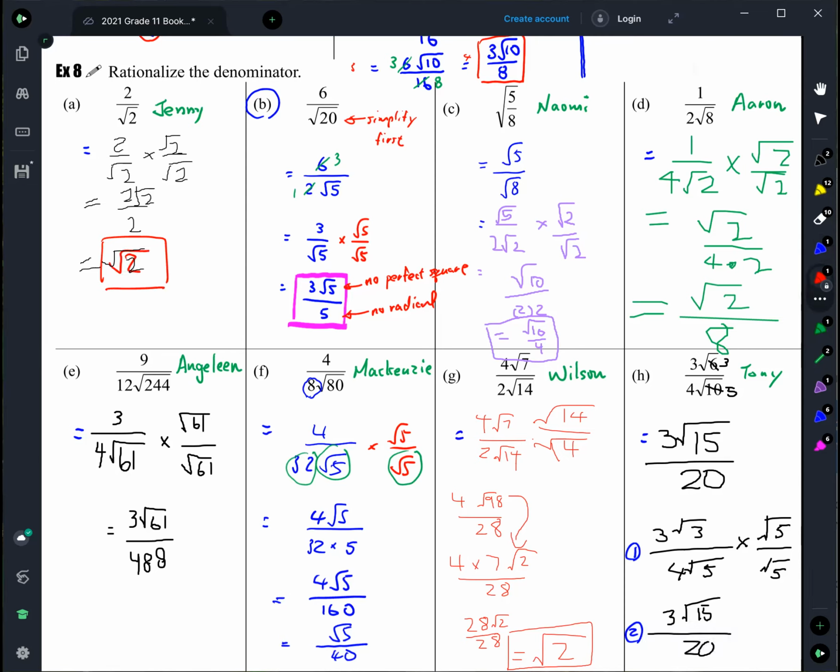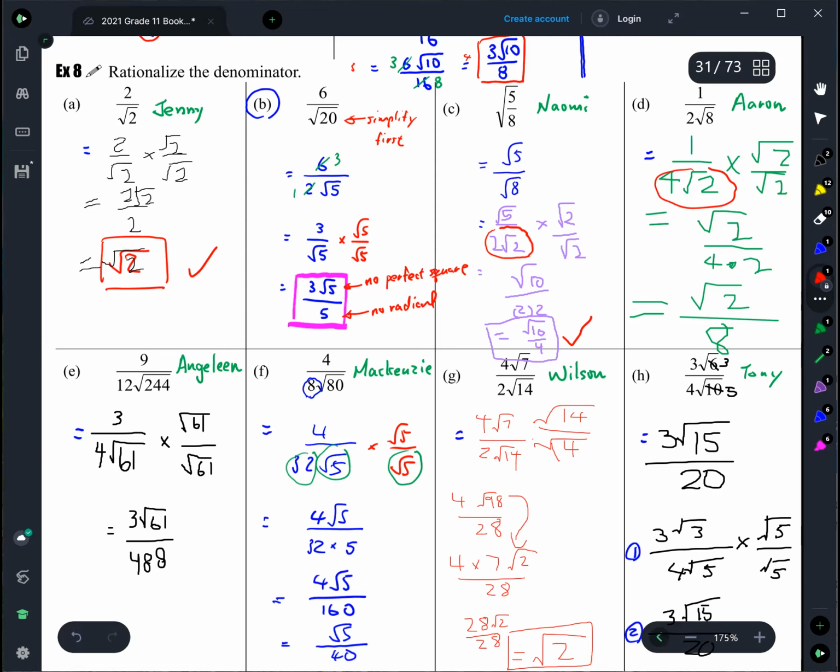Question C. We could simplify the square root 8 first, right? So that's why you get a 2 square root 2 at the bottom. And then you multiply top and bottom by square root 2. So you get root 10 on the top. The bottom is 2 times 2. Yeah, root 10 over 4. Okay, very good. And question D looks good too. We simplify the root 8, so it makes it 4 root 2, times top and bottom by root 2. So that's 8 and root 2. Okay, so all these, A, B, C, D, are pretty easy.